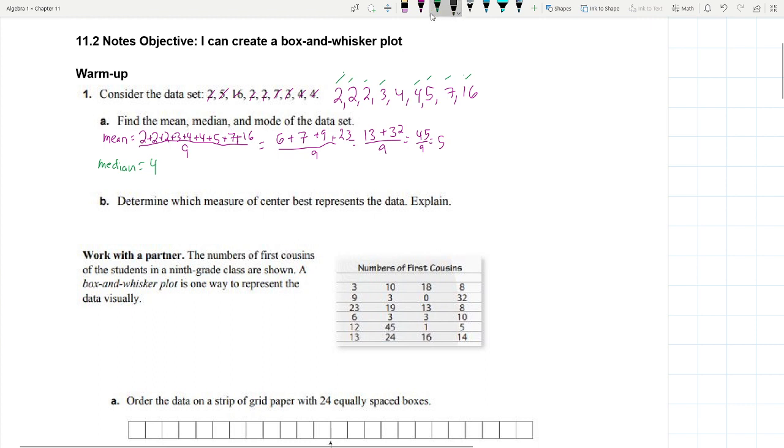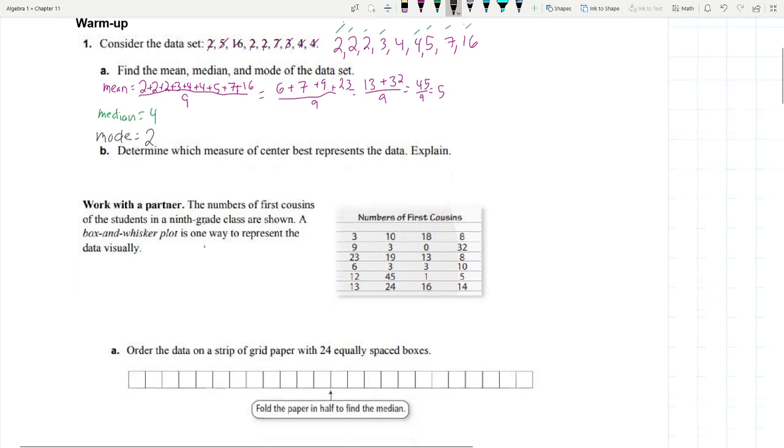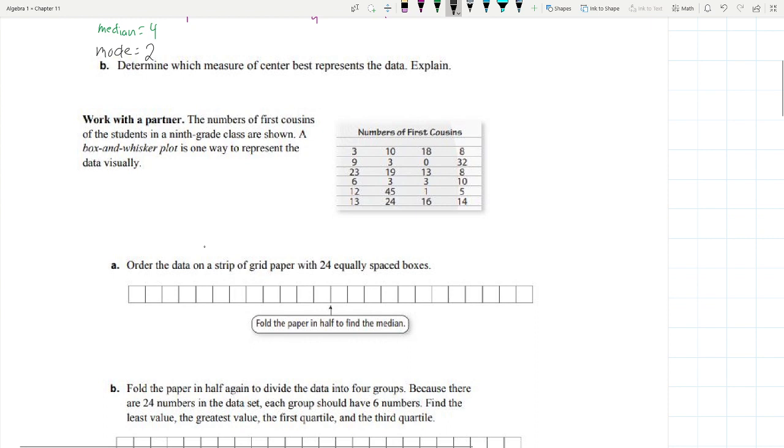The mode, which I'll do in black, the mode is the most occurring, and so the number that happens the most is 2. Alright, part B, determine which measure of the center best represents the data. Explain. This is a little bit up to you. I would say it's either the mean or the median. The mean mainly because it takes into account the 16, whereas the median makes sure that you ignore that, it's called an outlier. We ignore that outlier, so we don't need to deal with it. So, mean or median, and just say why.